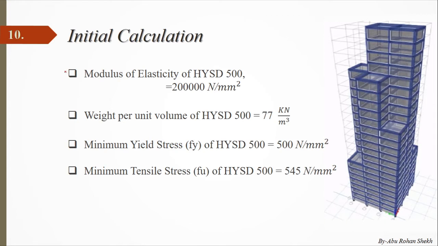This is the modulus of elasticity of HYSD, which is 2 into 10 to the power 5, and then the weight per unit volume of HYSD 500 reinforcement, which is 77 kilonewton per meter cube. Then the minimum yield stress of HYSD, which is 500 Newton per millimeter square, and then the minimum tensile stress, which is fu of HYSD, which is 545 Newton per millimeter square.